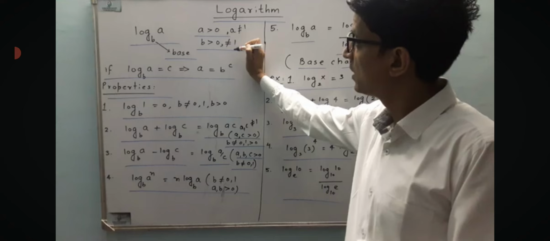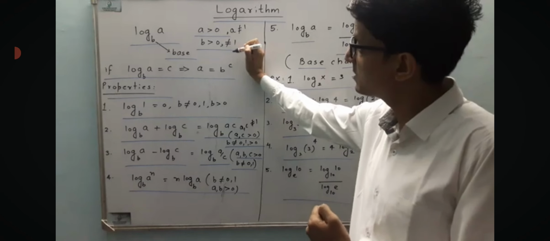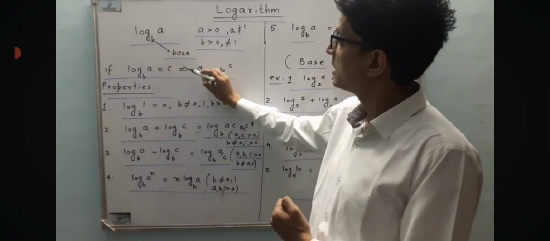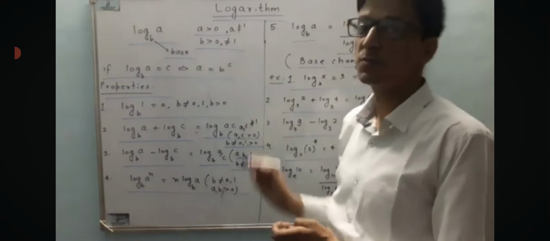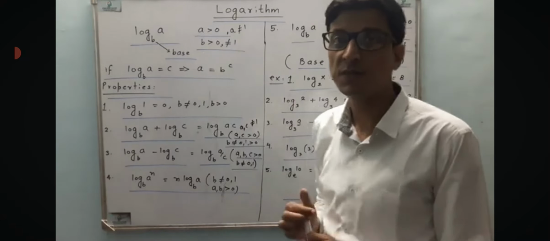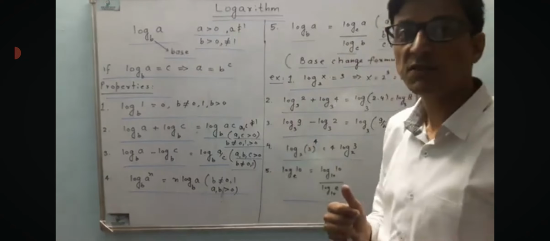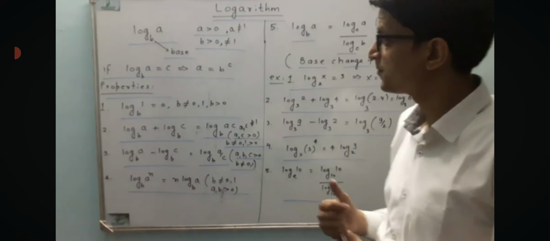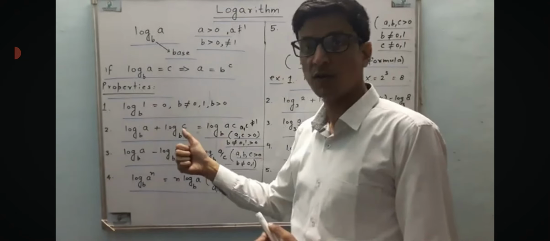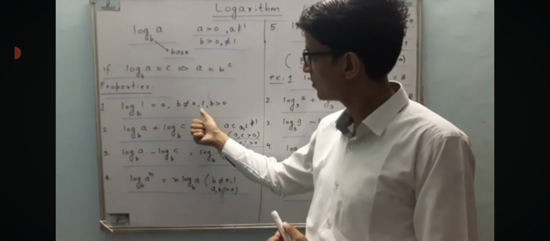The meaning of this term is, if I say that log a to the base b is equal to c, that means a is equal to b raised to the power c. This is the meaning of the logarithm symbol. Now let's start with some properties of the logarithm function. The first property is log 1 to any base is 0, given that the base is positive and not equal to 1.